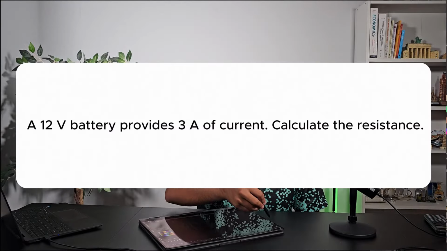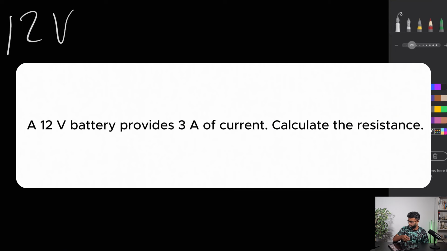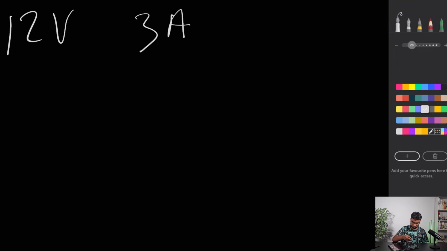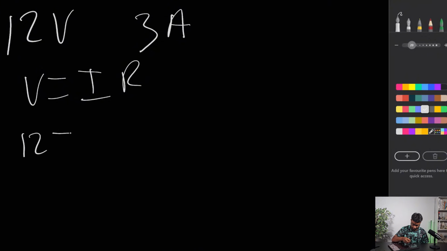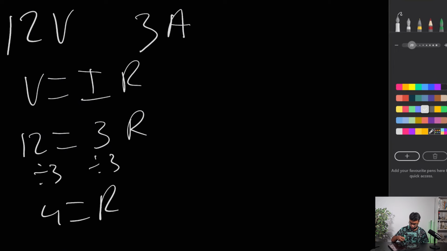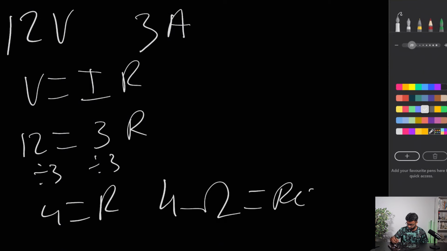The next question tells us a 12-volt battery provides 3 amps of current and asks us to calculate the resistance. We can just plug these into the formula V equals IR, where V is voltage, I is current, and R is resistance. So we say that 12 is equal to 3 lots of R, divide both sides by 3 to give us 4 equals R, or the resistance. So you can say 4 ohms is the resistance. And that is how you answer this question.